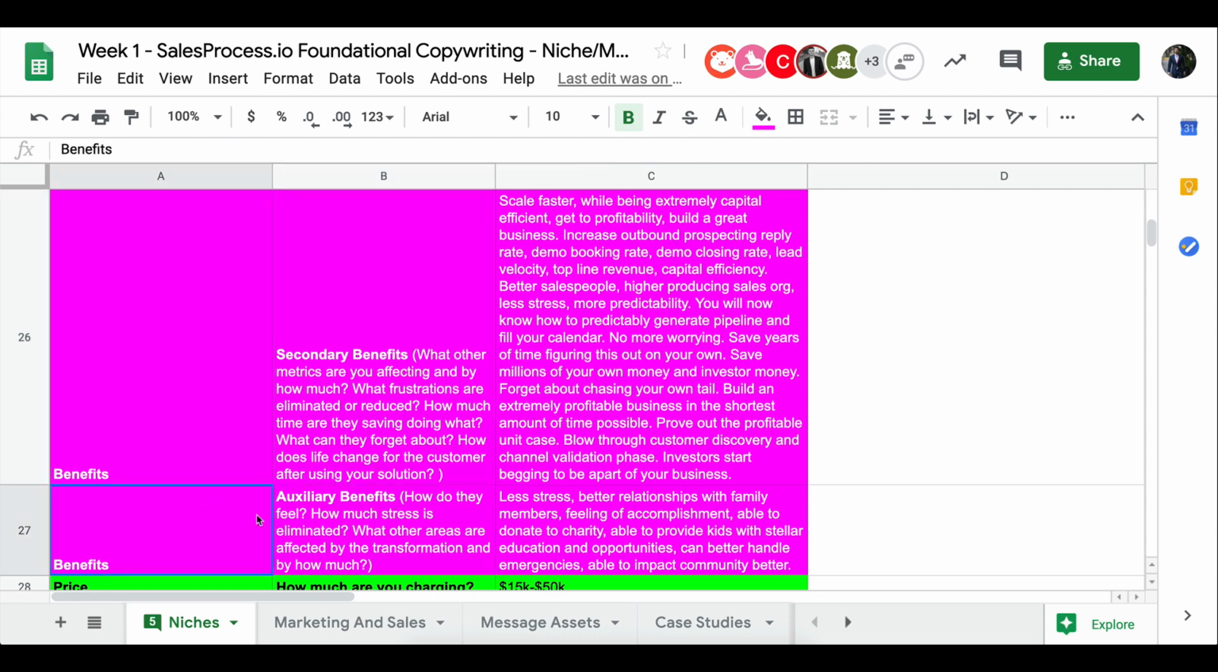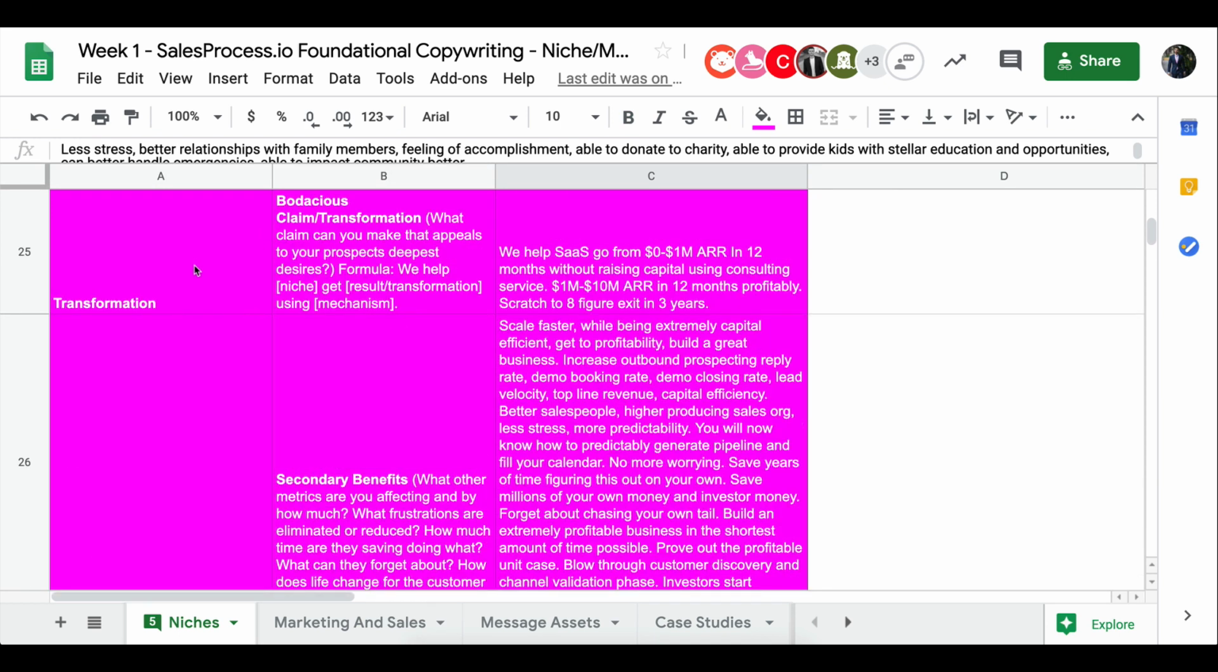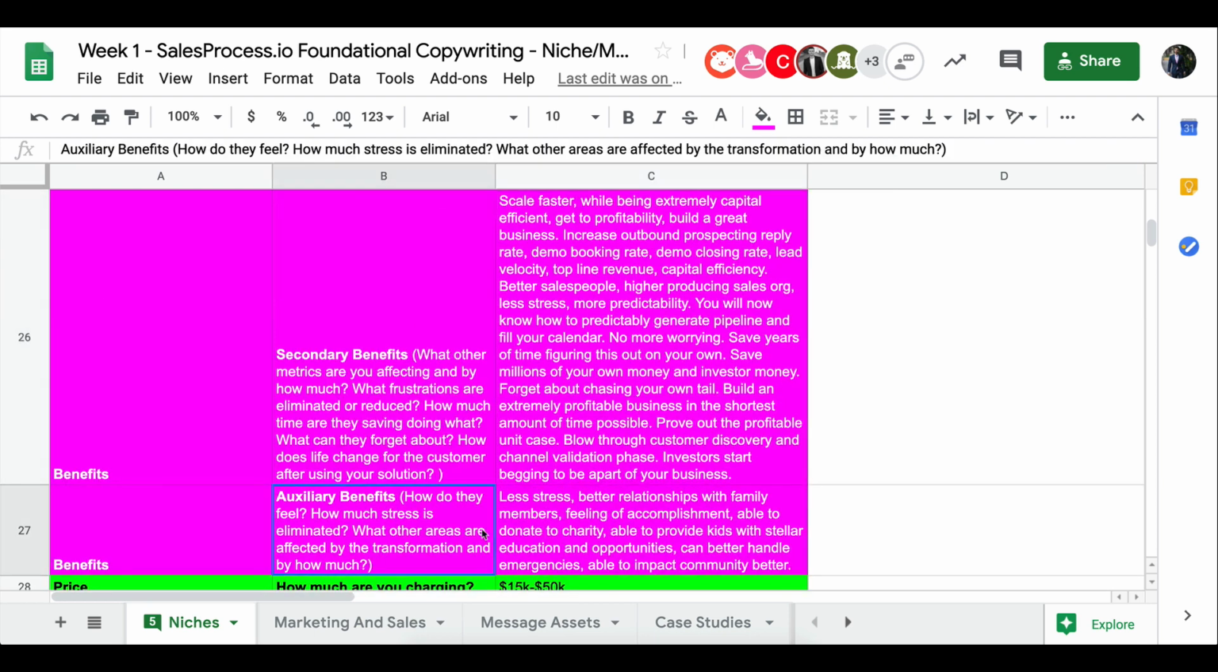Okay. And then you can think of secondary and tertiary benefits. So as a result of this happening, what else happens? Okay, that's what a secondary benefit is. So as a result of them growing their business, what else happens? What does that mean? Okay, and then what does that mean? That's a tertiary benefit. So the secondary benefit is, you can scale faster, you can be more capital efficient. And then the tertiary benefits, by doing that, less stress, better relationships, you're getting more into the outcome of that, or for that person. Okay.